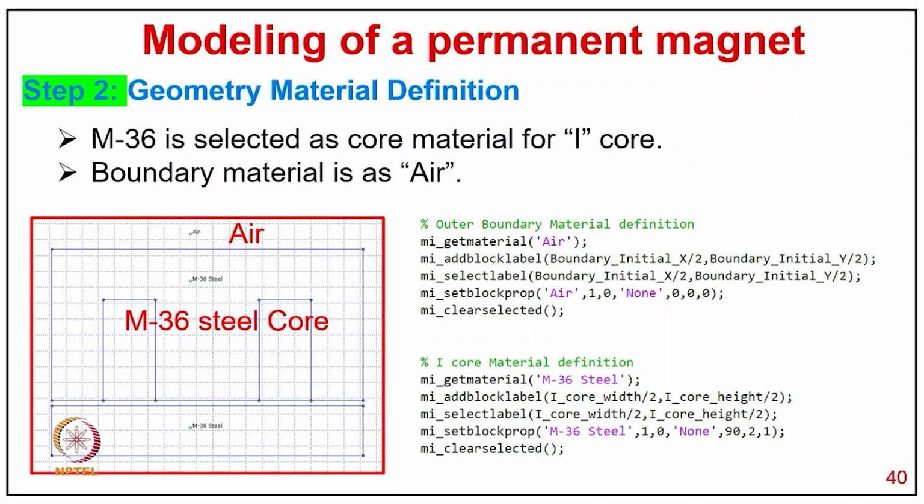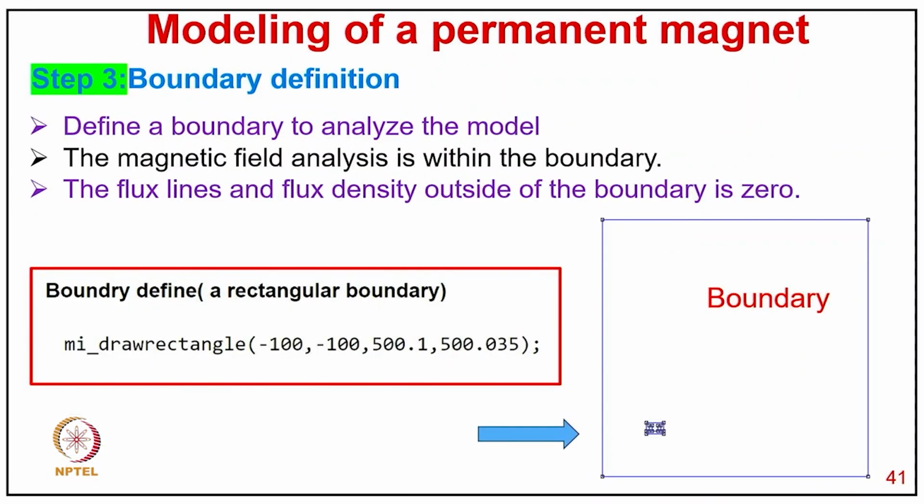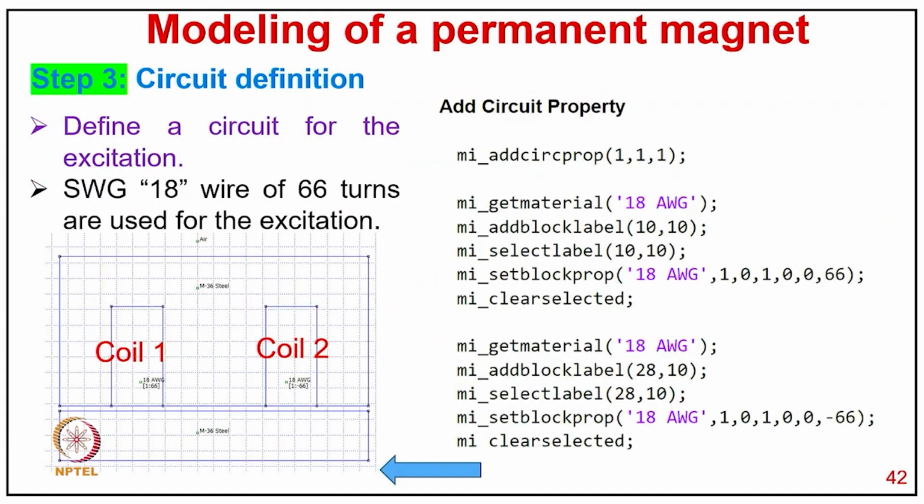So you can look into the diagram to see how it is shown, and the code is given here for doing this process. And third is the boundary definition, to define the boundary to analyze the model, the magnetic flux analysis within the boundary, and the flux lines and flux density outside the boundary. So this is typically the boundary defined with the code, and how the boundary looks in the box.